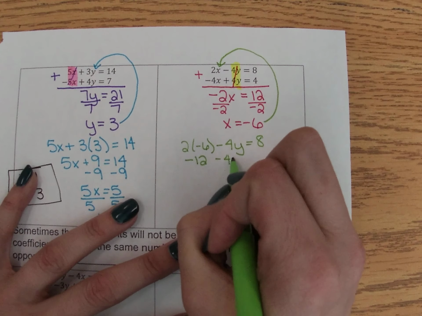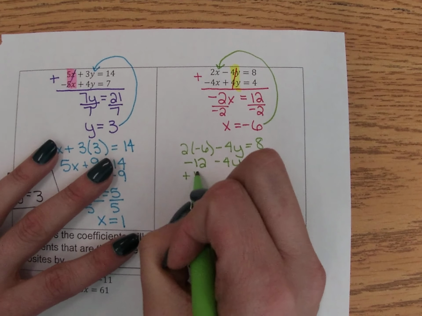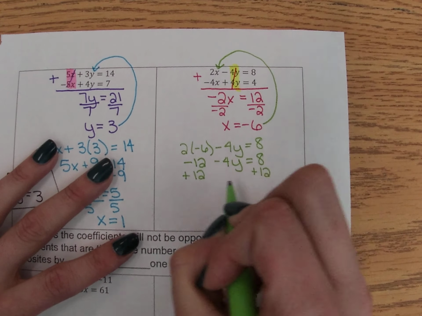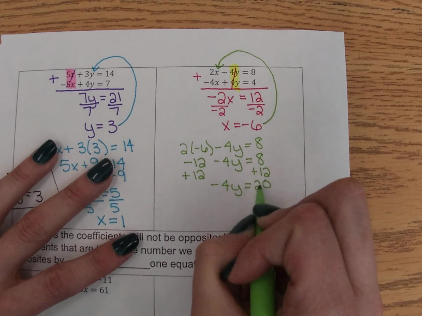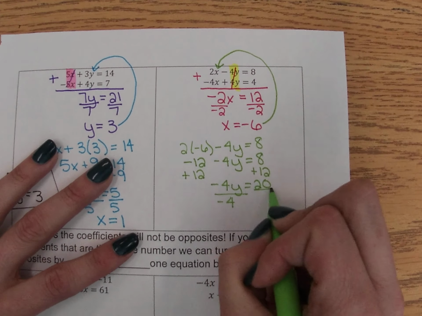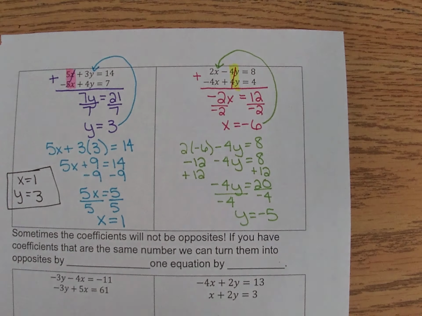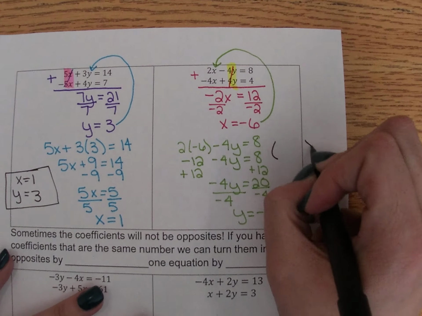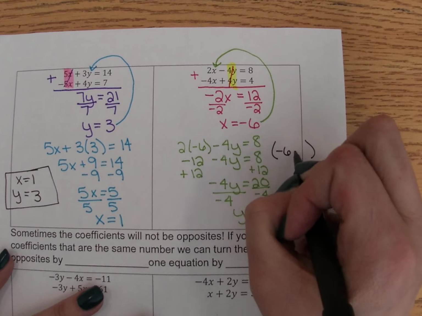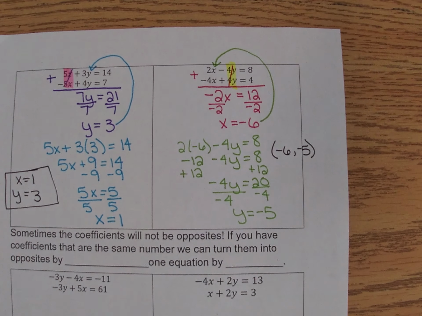So -12 minus 4y equals 8. I'll undo my negative with a positive, or with addition. Watch your sign. That's going to be a negative 4y equals 20. And y equals negative 5. So again, we can write our answer either way. Make sure if we're choosing to write this as an ordered pair, our x value is going first. So this would be (-6, -5).